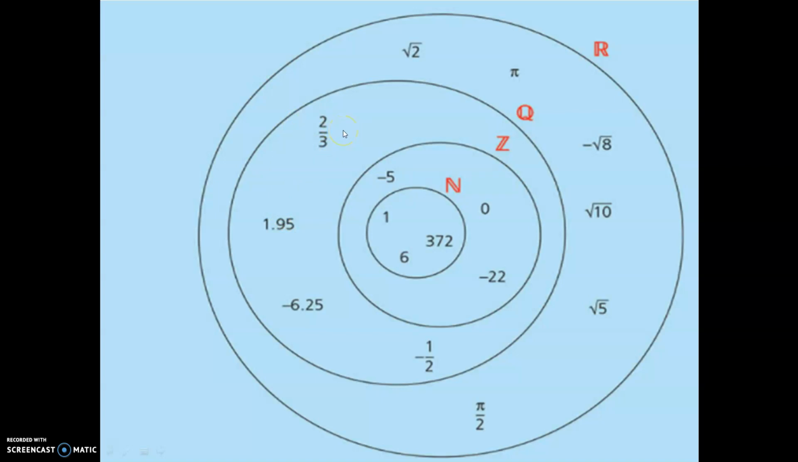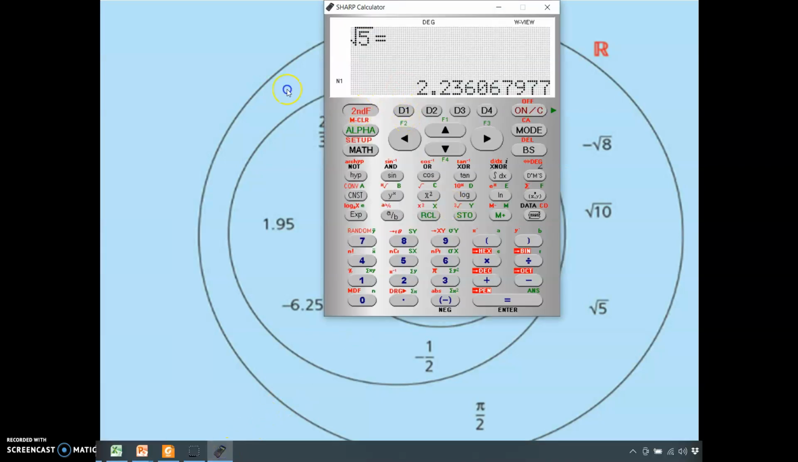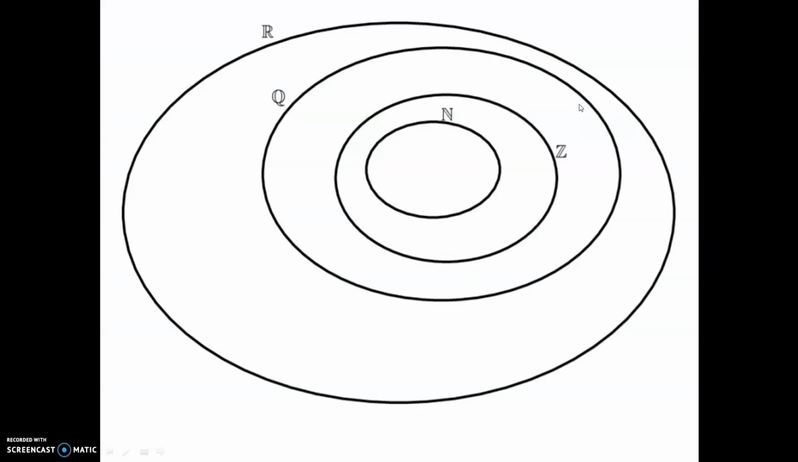If I was asked to put the square root of 7 on that, I might just check it quickly. Is the square root of 7 rational or irrational? So square root of 7 equals that. And change. So it won't write as a whole number or as a fraction. So it must be an irrational number. Okay. So it would go out here. Okay.